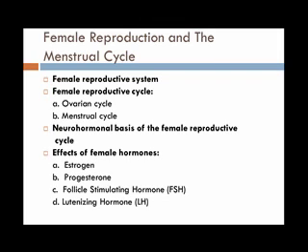The ovarian cycle is happening in the ovaries. The menstrual cycle pertains to the uterus. We'll also look at the neurohormonal basis of the female reproductive cycle. We'll consider the effects of female hormones, including estrogen and progesterone, which are dominant in the menstrual cycle, and follicle-stimulating hormone, FSH, and luteinizing hormone, LH, dominant in the ovarian cycle.